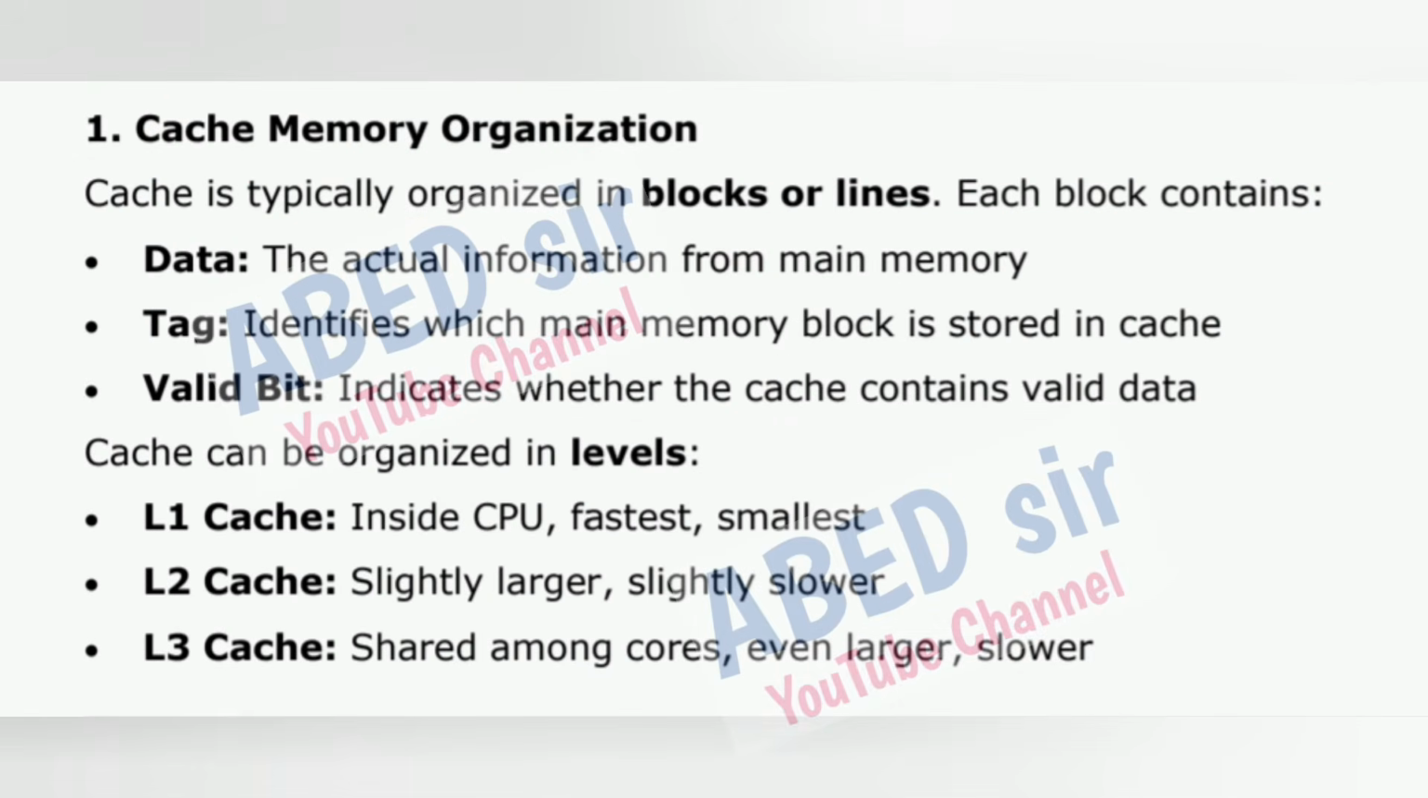1. Cache memory organization. Cache is typically organized in blocks or lines. Each block contains data, the actual information from main memory; a tag, which identifies which main memory block is stored in cache; and a valid bit, which indicates whether the cache contains valid data. Cache can be organized in levels. L1 cache: inside the CPU, fastest, smallest. L2 cache: slightly larger, slightly slower. L3 cache: shared among cores, even larger, slower.